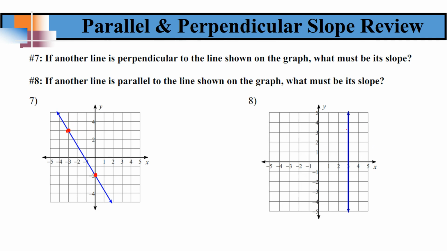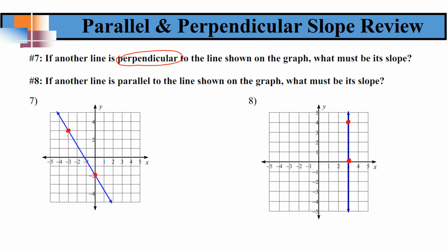This graph over here has a vertical line. You don't really need any points on it, but I'll just plot 2 random points, one right here and one right here. So take a moment, recreate those. You can pause the video if necessary. All right, in number 7 it says, if another line is perpendicular to the line shown on the graph, what must be its slope? So let's identify here. They're looking for a perpendicular slope.